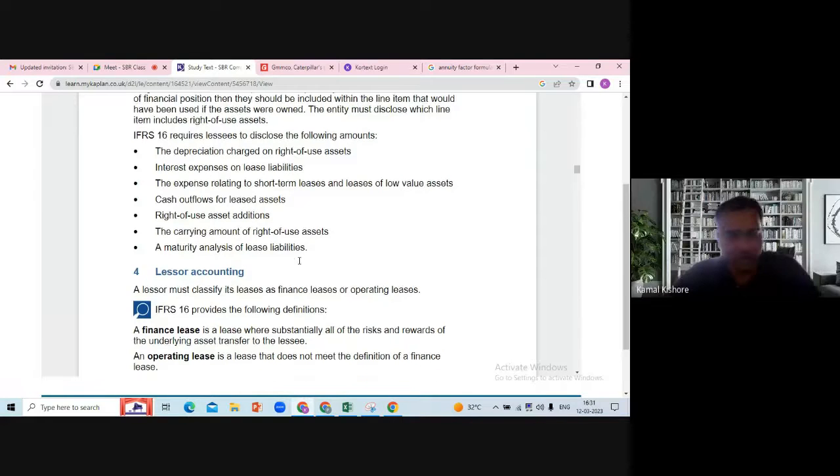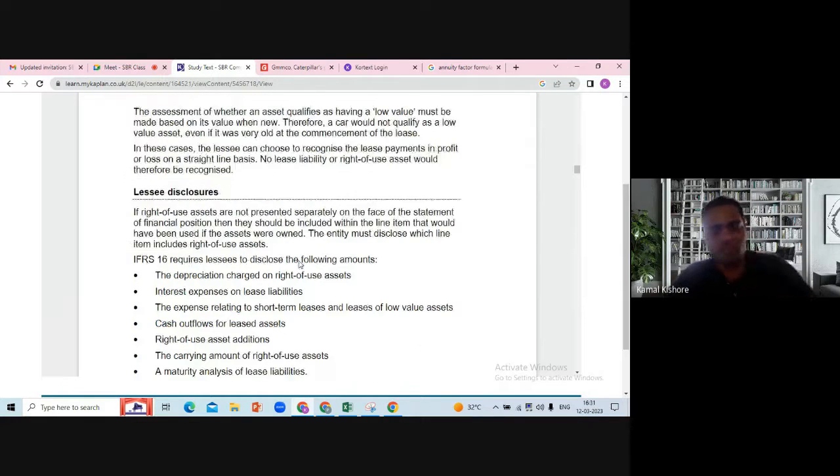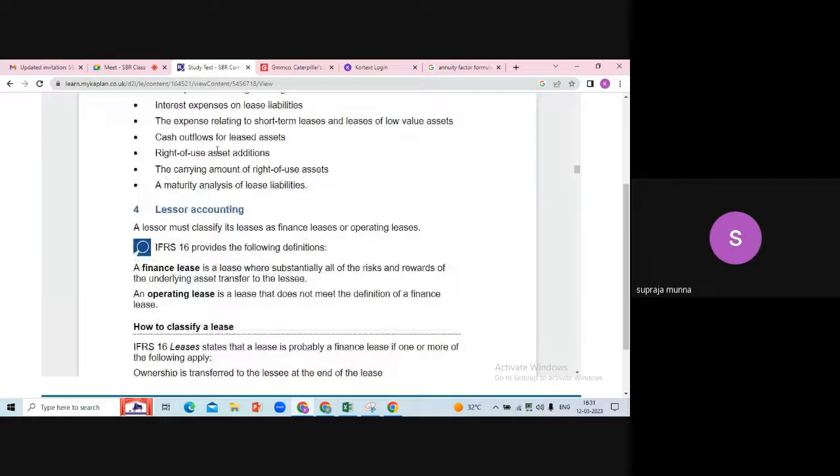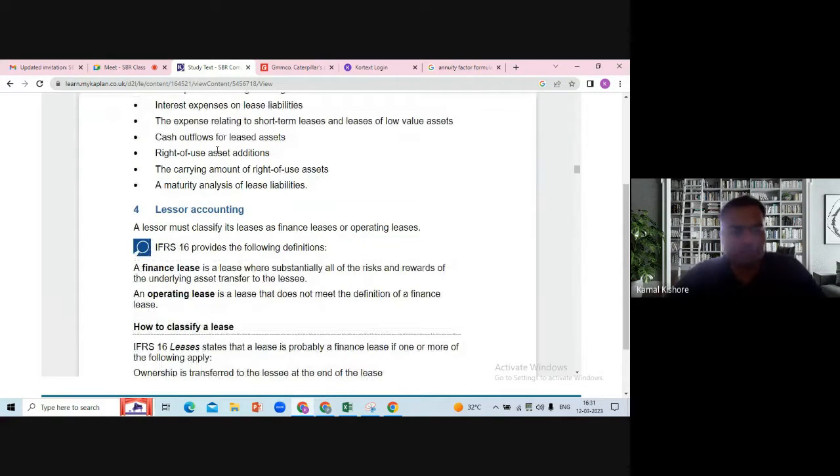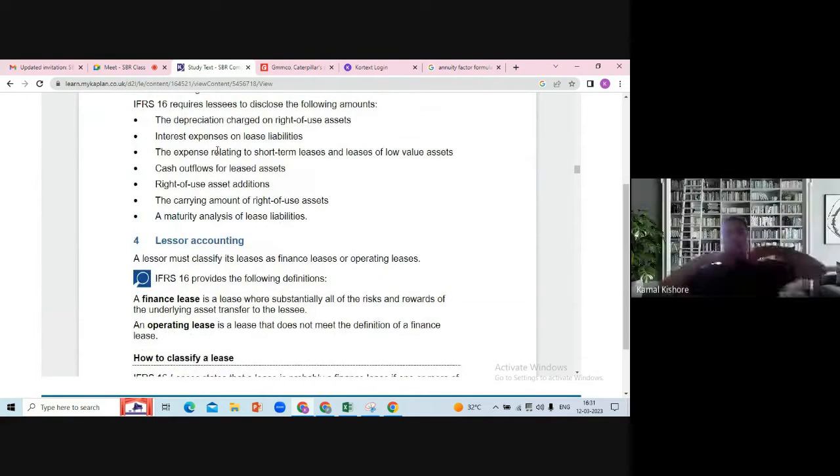Now what we have seen is lessee accounting. Like when I'm taking the asset on the lease, how do I go about accounting for it? Now then there is lessor accounting also.